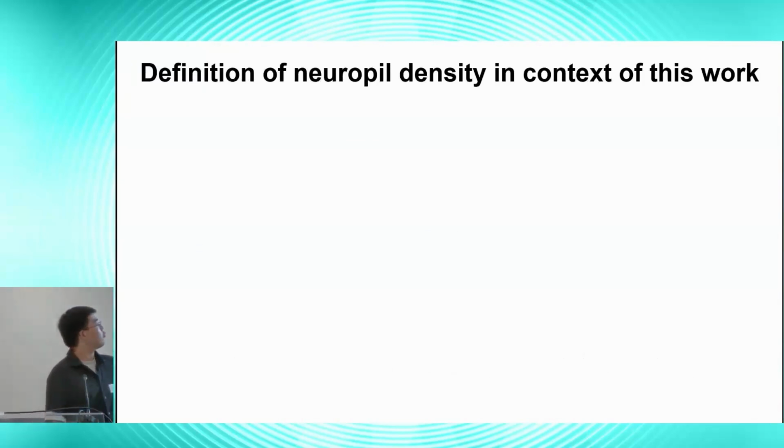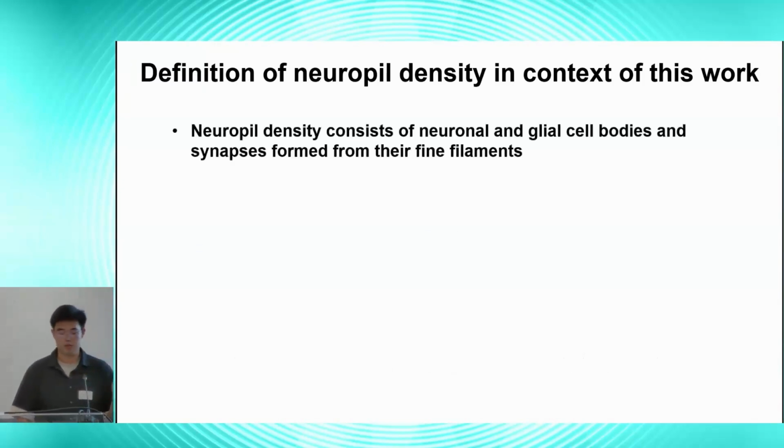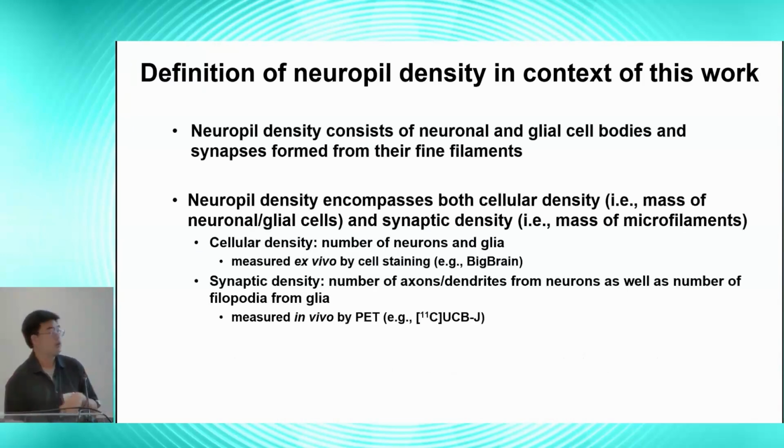And so first off, we have to define neuropil density in the context of this work. When we say neuropil density, we mean the neural and glial cell bodies as well as the synapses. So these are split into the cellular density and the synaptic density. Cellular density is the number of neurons and glia, which we can find ex vivo via staining, for example, the BigBrain. And synaptic density refers to the number of axons and dendrites, as well as the glial filopodia. We measure this in vivo using PET.